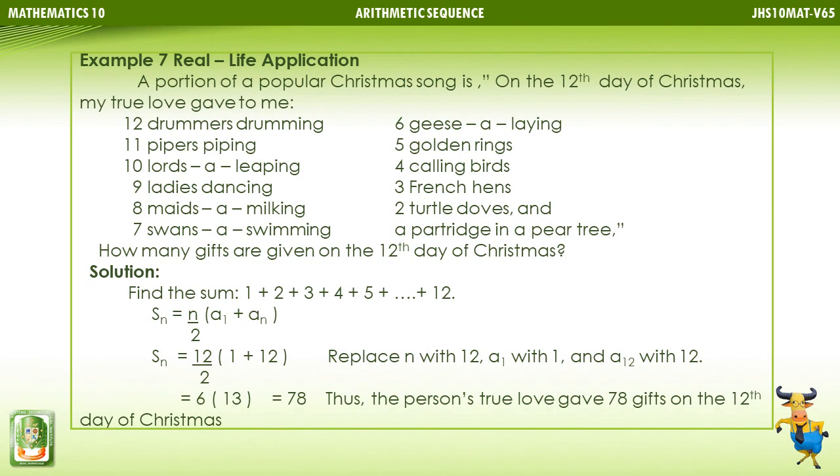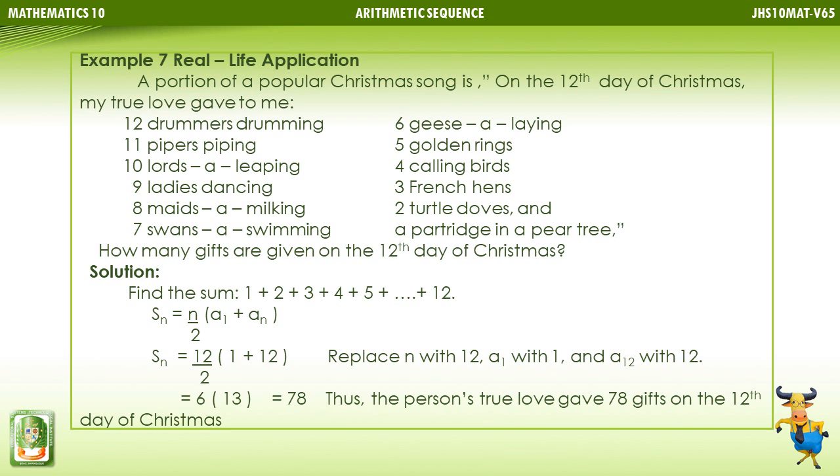Example 7. Real-life application. A portion of a popular Christmas song is, "On the 12th day of Christmas, my true love gave to me 12 drummers drumming, 11 pipers piping, 10 lords leaping, 9 ladies dancing, 8 maids milking, 7 swans swimming, 6 geese playing, 5 golden rings, 4 calling birds, 3 French hens, 2 turtle doves, and a partridge in a pear tree." How many gifts are given on the 12th day of Christmas?